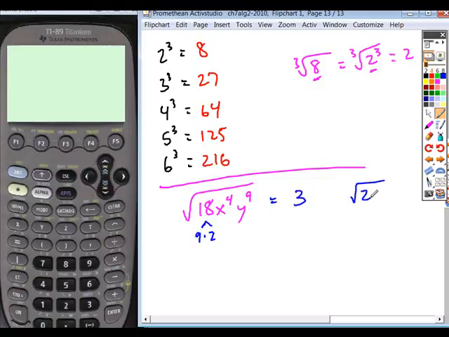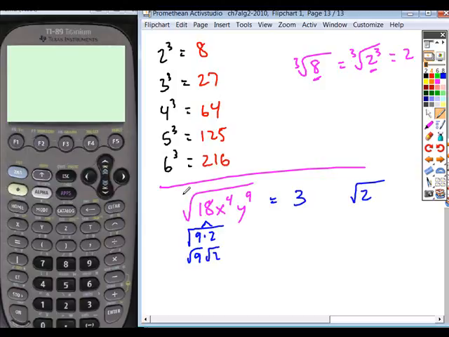So where did the other 3 go? Remember, this was all square root, so this is like the square root of 9 times the square root of 2. What's the square root of 9? Okay, 3. That's where the 3 comes from. And then the square root of 2 stays.